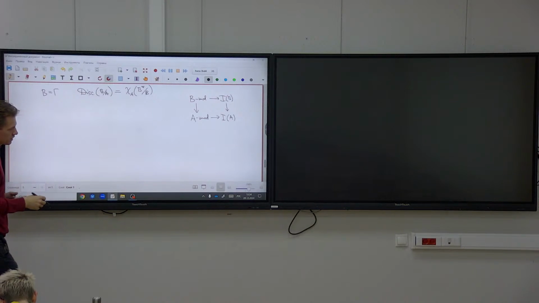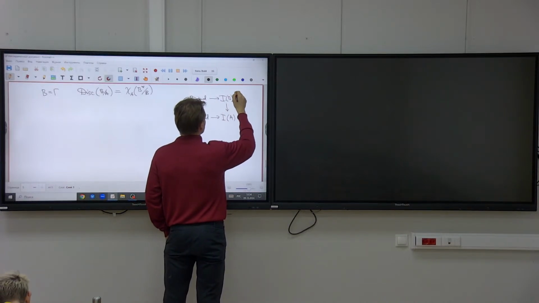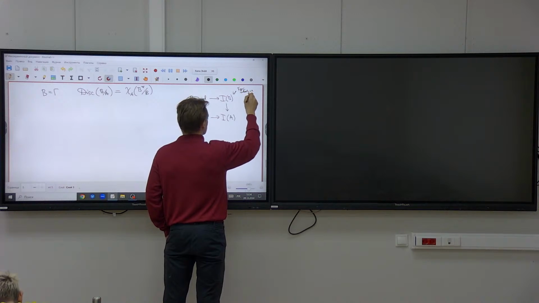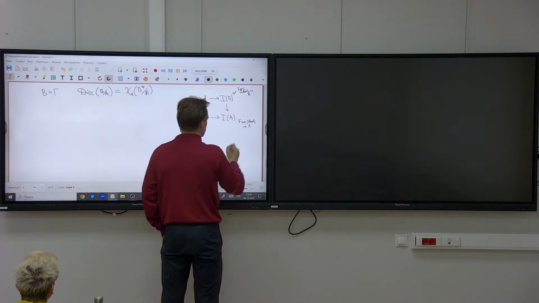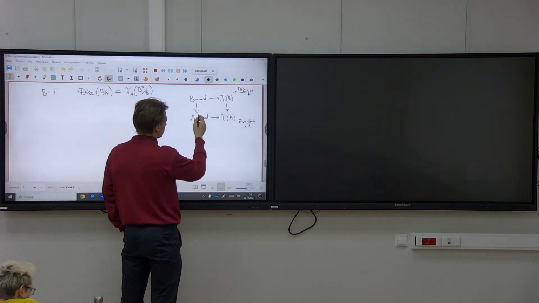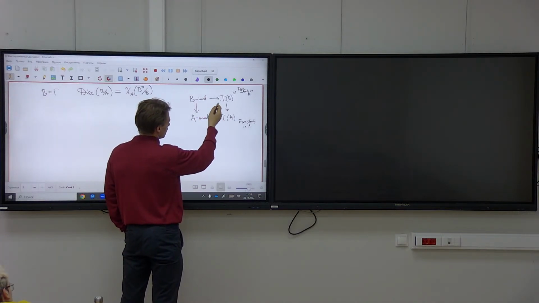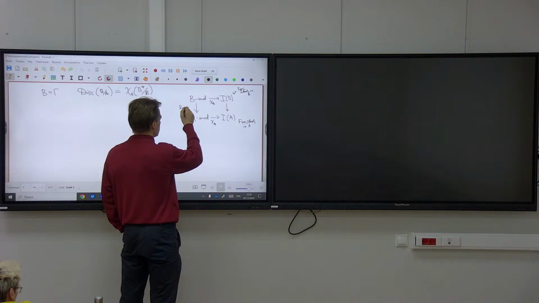Notice that we have two maps between fractional ideals in B and fractional ideals in A. Here the upper arrow is chi B, this is chi A, and here is a restriction map, and here is a norm map.